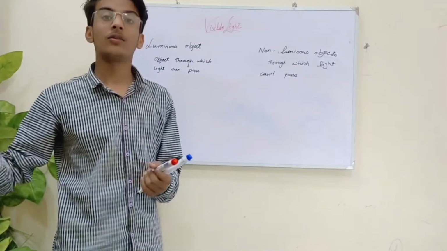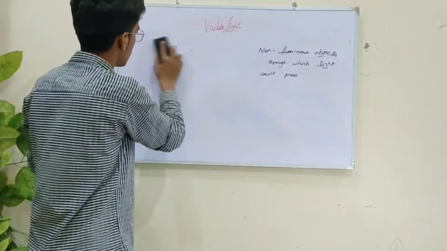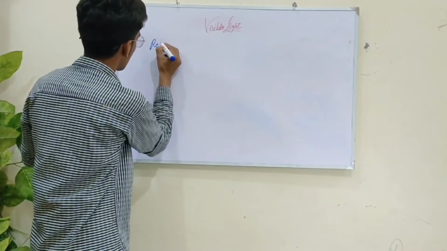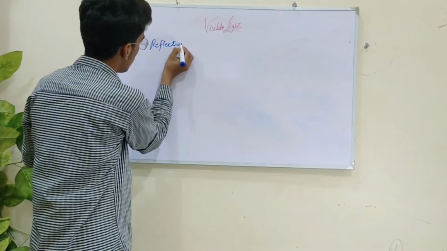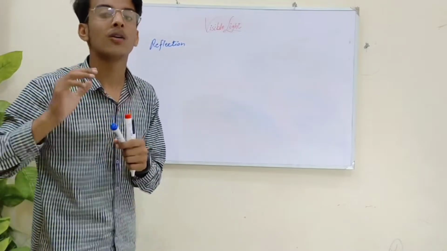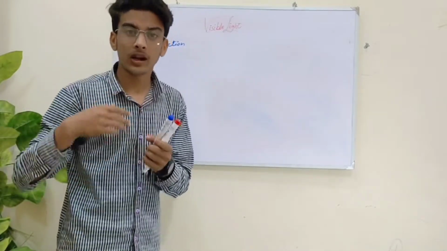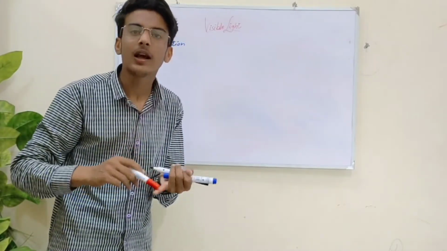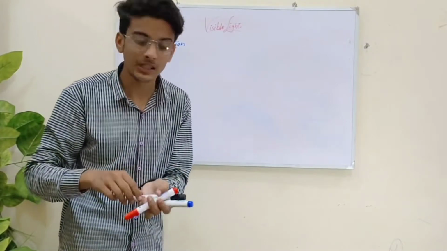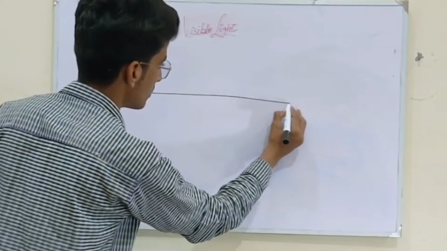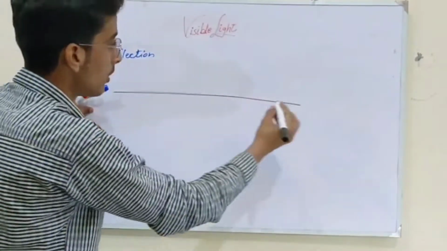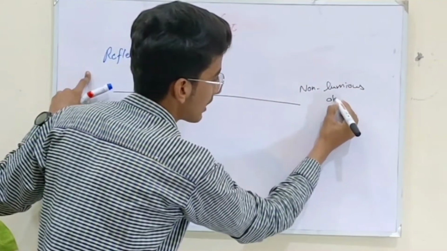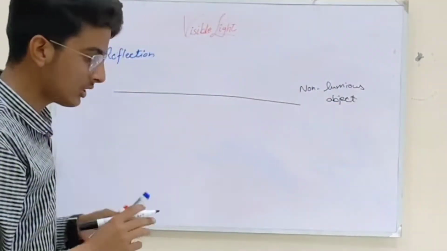Now we will talk about reflection. In simple words, you can say the bouncing back of light is called reflection, with the same incident angle and reflecting angle. For example, we have this surface. For reflection, we always take non-luminous objects.